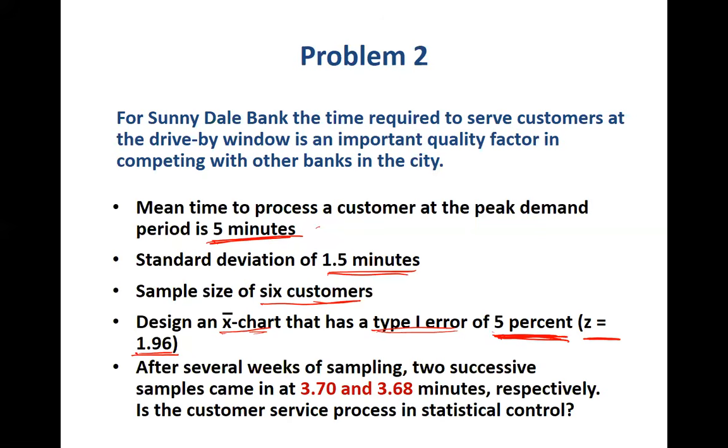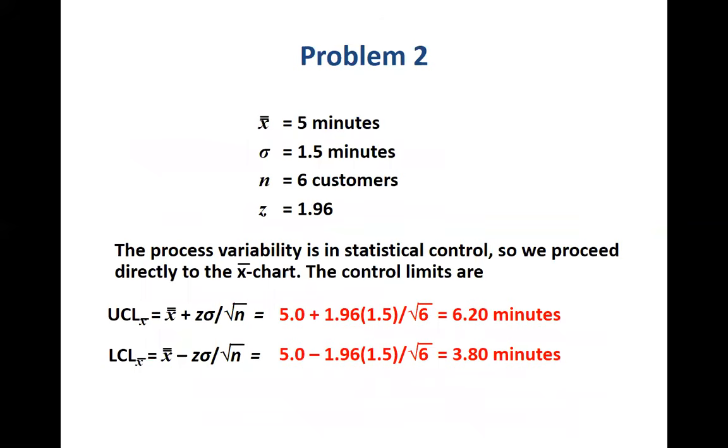So after several weeks of sampling, 2 successive samples came in at 3.70 and 3.68 minutes respectively. Is the customer service process in statistical control? First we will construct the XBar chart, that is this step. And then using that XBar chart, this question will be answered of whether these 2 numbers are within the control limits or not.